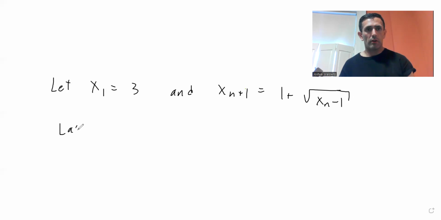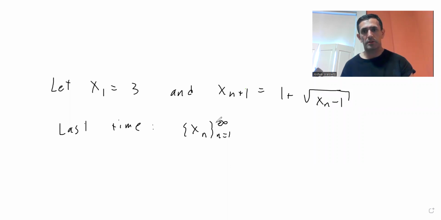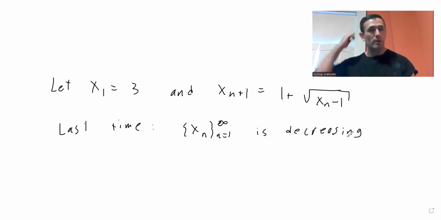So last time we proved that this was decreasing. And we didn't just guess this, we discovered it by calculator, basically writing out the first couple of terms, and got lucky and we noticed that it should be decreasing, and we proved that. Okay, so let's get a lower bound.